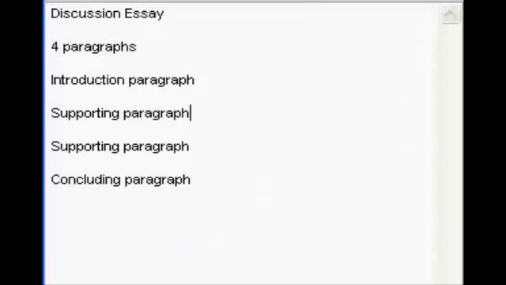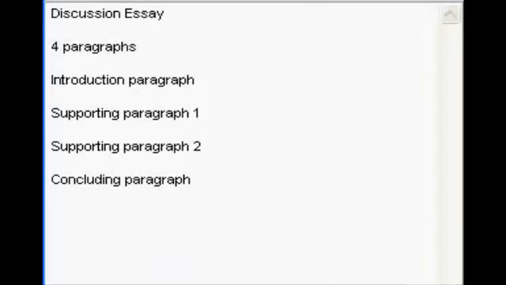And I'm just going to mark these as number 1 and number 2 so we can keep track of them easier. So now the discussion essay follows the exact same paragraph format as the argument essay. You're starting with an introduction paragraph, you're following this with a supporting paragraph, and then following that with another supporting paragraph, and then finishing with a concluding paragraph.